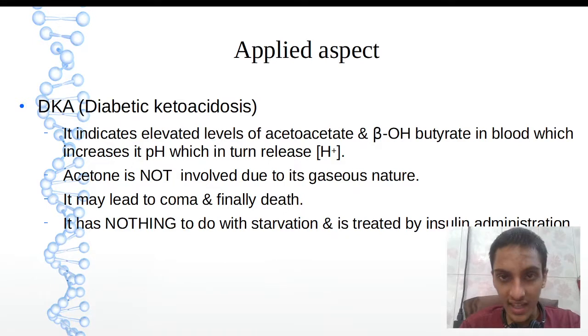Lastly, we have DKA, diabetic ketoacidosis. This is very important. A case history will come based on this mostly. Along with Kussmaul's breathing, totally we will get one case. So DKA is nothing but the elevated levels of acetoacetate and beta hydroxybutyrate in the blood.